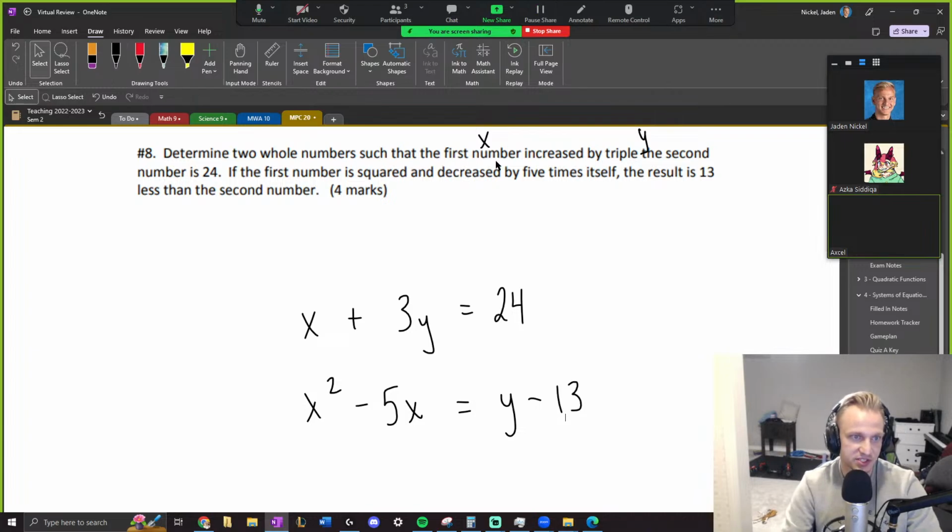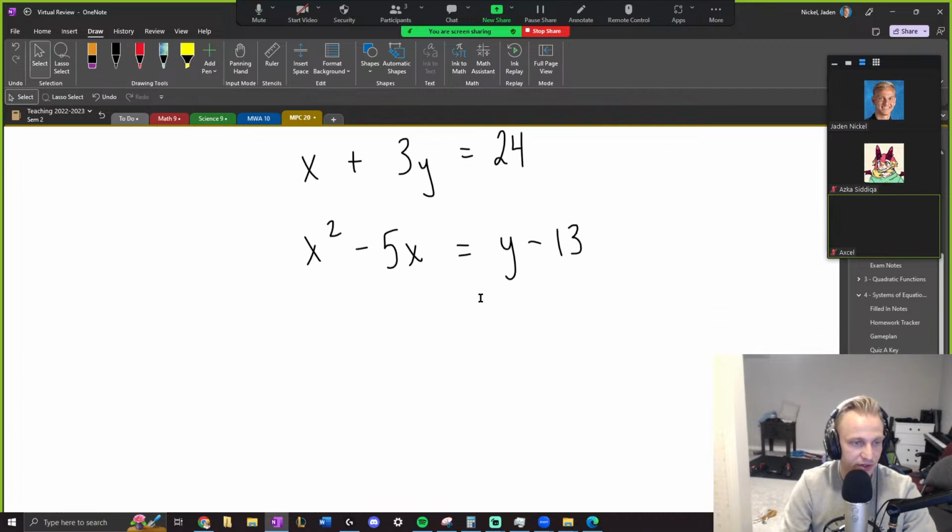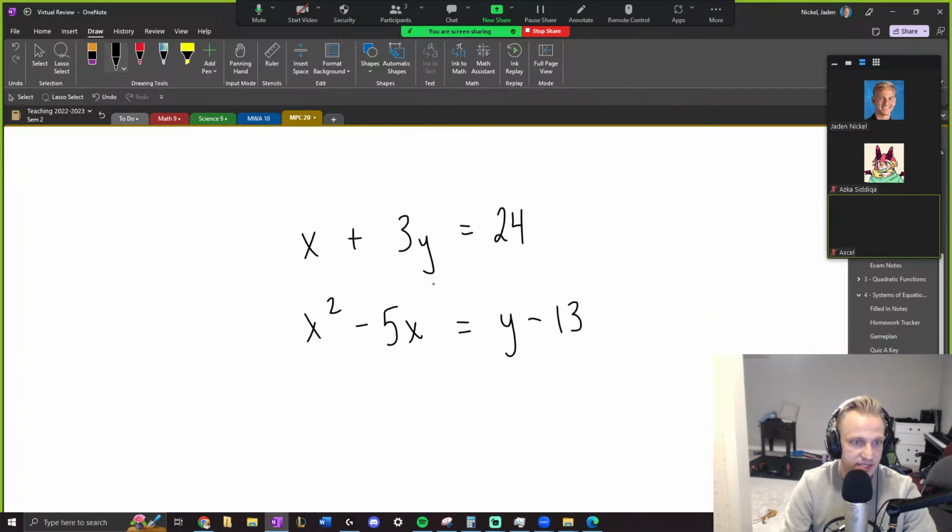So determine two whole numbers such that the first number increased by triple the second number. Increase would lead me to believe that we're looking at addition. Triple the second means 3 times that second number, whatever it happens to be. And then the second part, so we have a break here in information. If the first number is squared and decreased by 5 times itself, the result is 13 less than the second number. So y minus 13. So those would be those two equations. We'd be looking at either elimination or substitution from this point. And y seems like the only thing we can really eliminate. So I'm going to move everything over to the left.